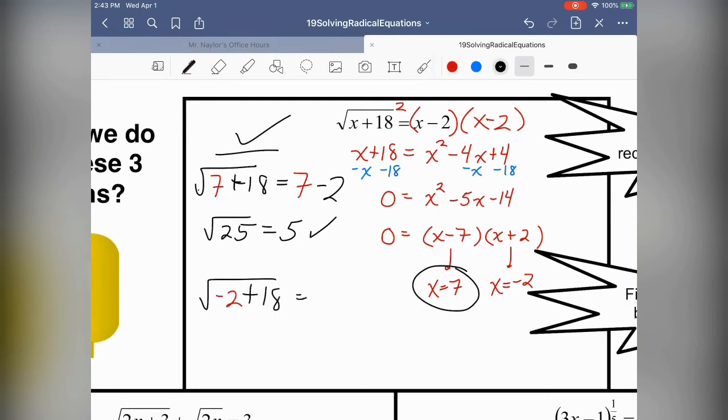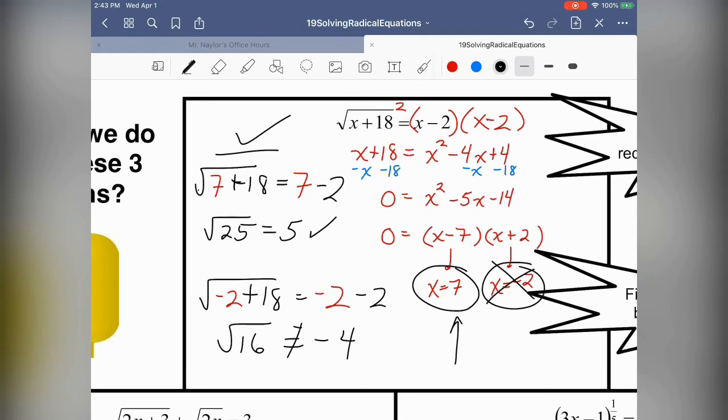That's going to give us the square root of 16. Now, this isn't plus or minus the square root of 16. It's actually plus the square root of 16 because that's the way the problem is given. So yeah, that does not equal. That does not work. So I would have to cross this one off and realize that my only answer is x equals 7.